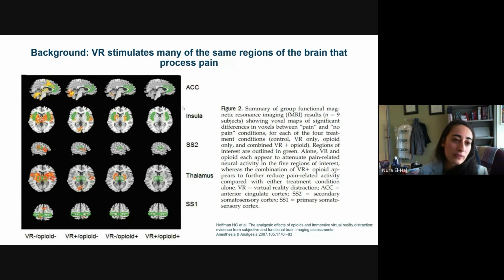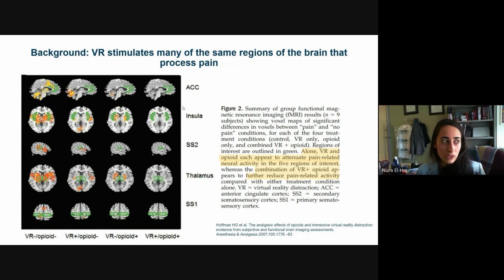If you look at the second column, this is virtual reality alone. The third one is no virtual reality, just opioids alone. So the middle is either/or, and the last one is both of them together. What we see is that, alone, both VR and opioids appear to attenuate pain-related activity in the brain, and the combination reduces this pain activity even further.